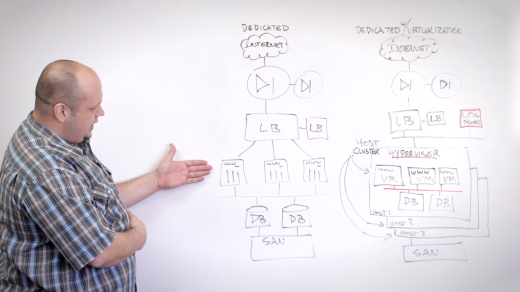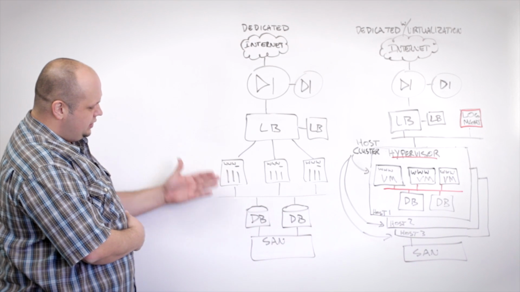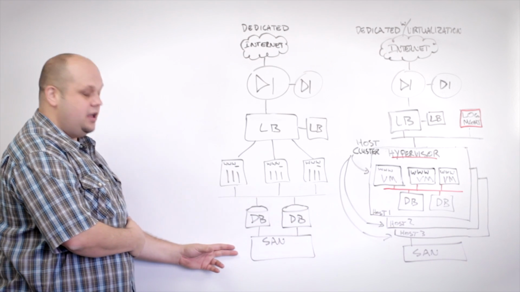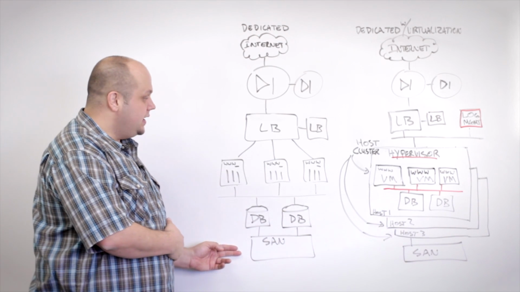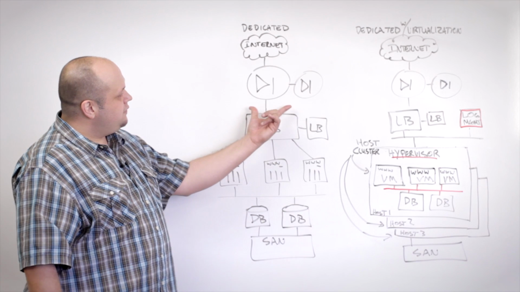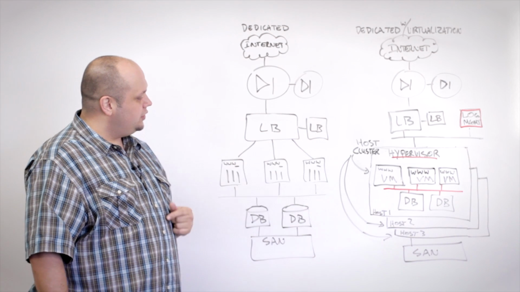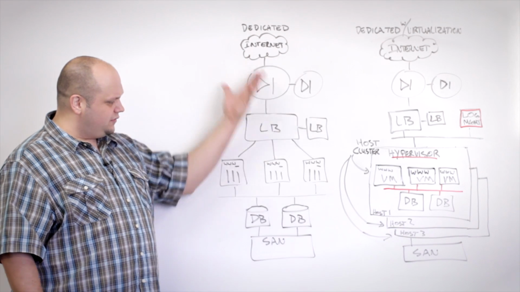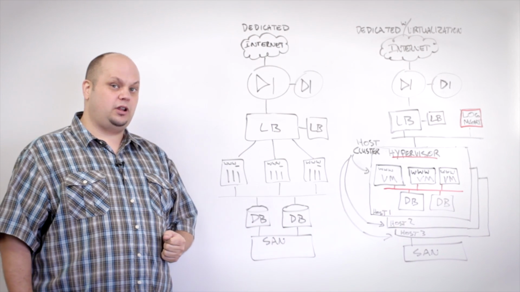You'd have dedicated hardware for your web heads, and then dedicated hardware for your database on the back end, and then maybe a dedicated hardware SAN even behind that. For high availability, you might have redundant firewalls and redundant load balancers, but the whole cost of all of that hardware can be pretty extreme for a lot of customers.